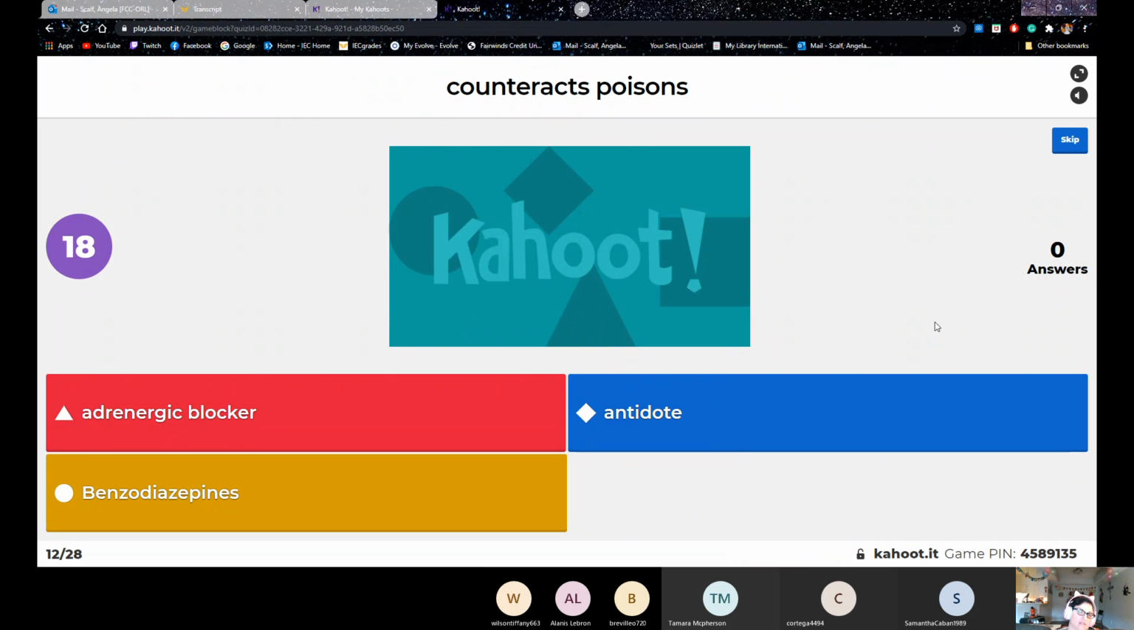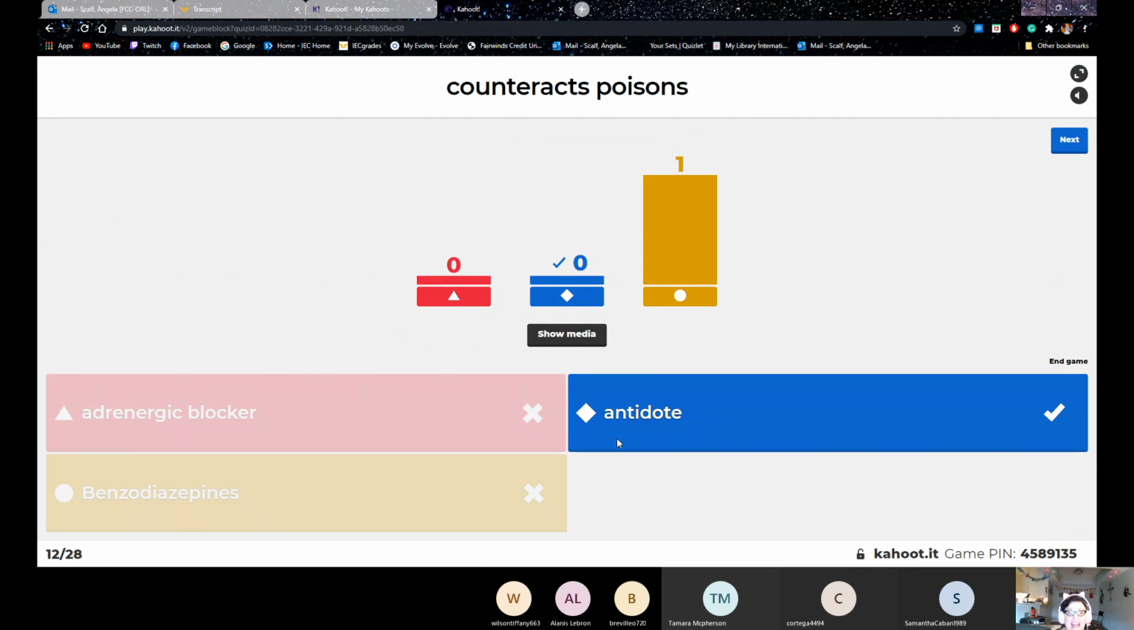Counteracts poisons. And a great example of this would be Narcan. That'd be an antidote. And I remember I told you Narcan was naloxone, and it's what they give if somebody's had an opioid overdose. And I used Demi Lovato as the example. Somebody fortunately had that with them or was able to save her life when she overdosed on opioids.